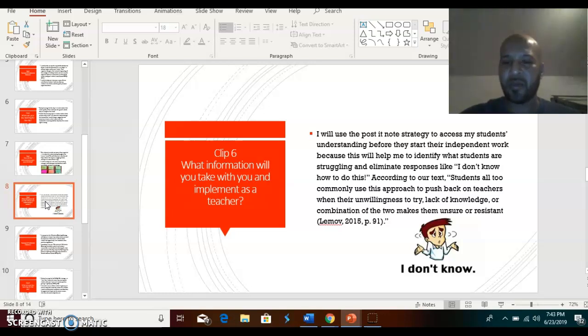According to our text, students will all too commonly use this approach to push back on teachers when their unwillingness to track, lack of knowledge, or combination of the two makes them unsure or resistant.